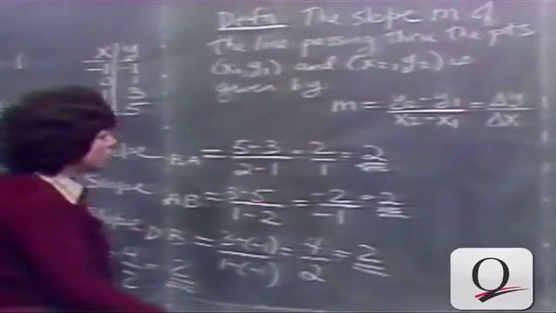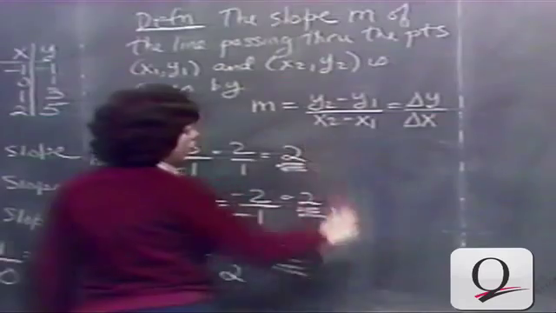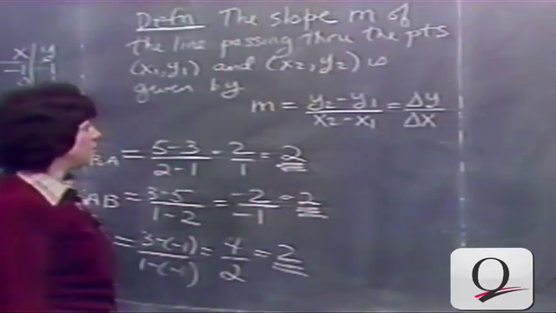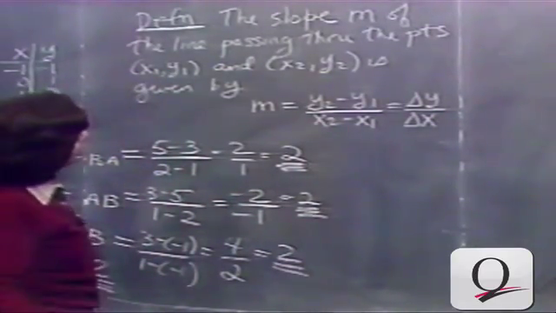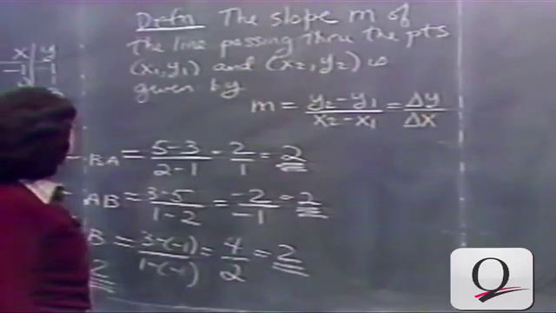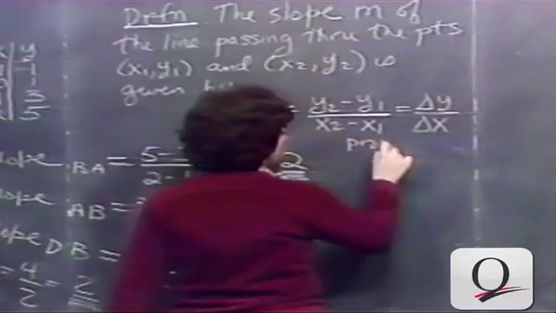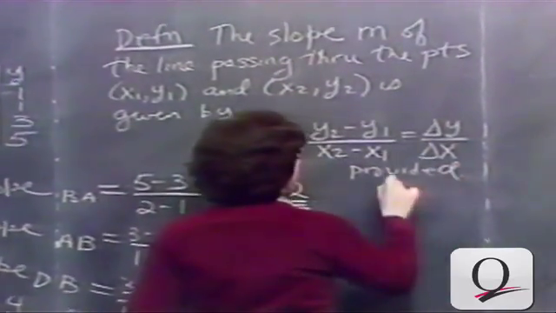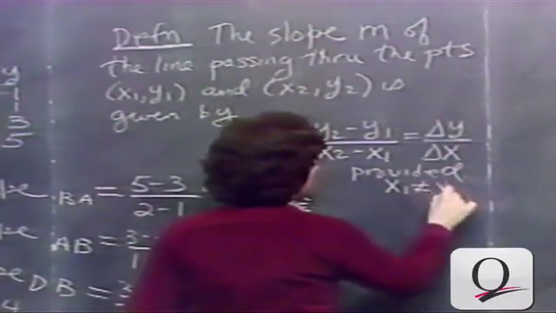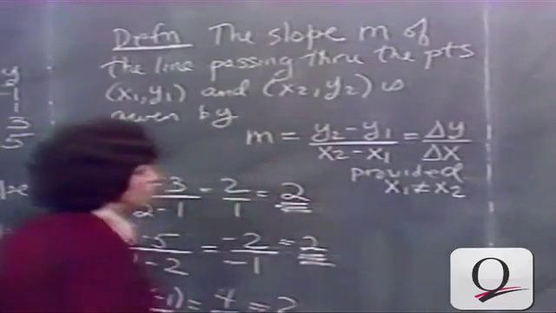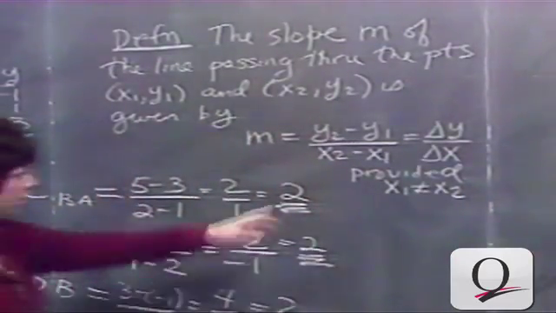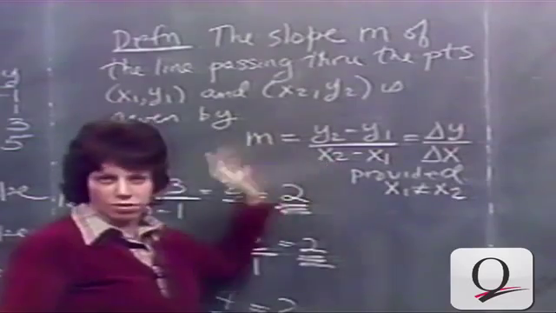Okay, you might notice that we would have trouble if x2 were equal to x1 because we'd have division by 0. So for the time being, let me just say that the slope of a line is given by this formula, provided x1 is not equal to x2. We will see the implications of this a little later on. But right now, I'm assuming that x1 is not equal to x2.